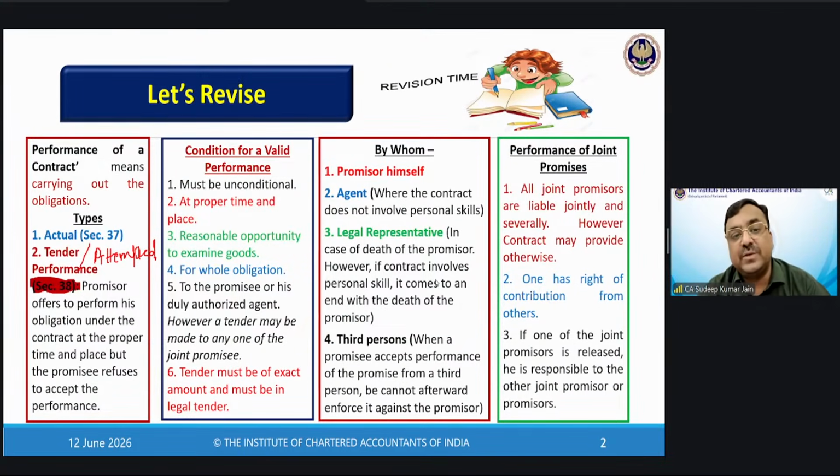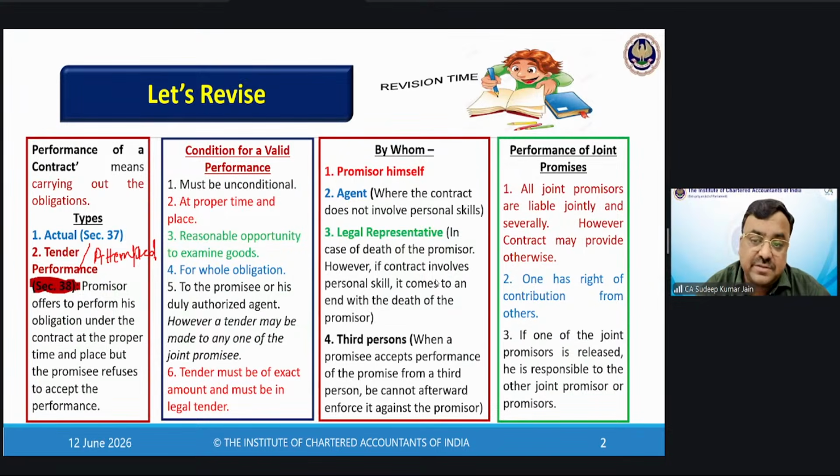So performance can be done by the promiser himself where the personal skills are required. Where the personal skills are not required, the performance can be done by an agent. In case of death or any disablement, the legal representative can perform, but where personal skills are not required. If a third person performs and the other party accepts the performance, then the promiser cannot be claimed for the performance. When a promisee accepts performance of the promise from a third person, he cannot afterwards enforce it against the promiser.